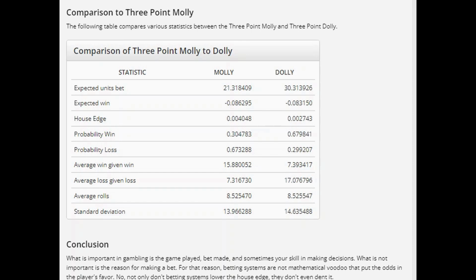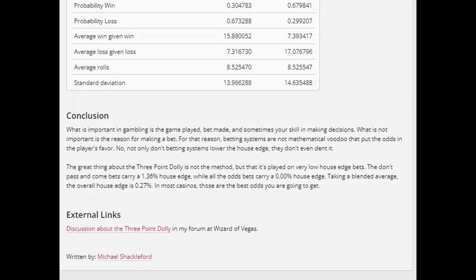So ask yourself, what would I rather have? A high probability of making a little win, or a low probability of a big win? That is basically the difference between the 3-point Dolly and the 3-point Molly player, depending upon what their goals are.